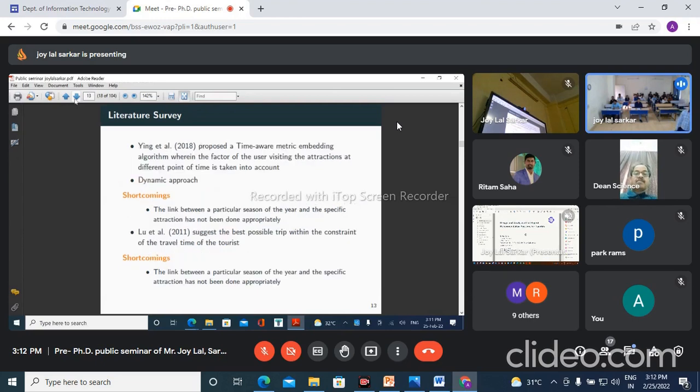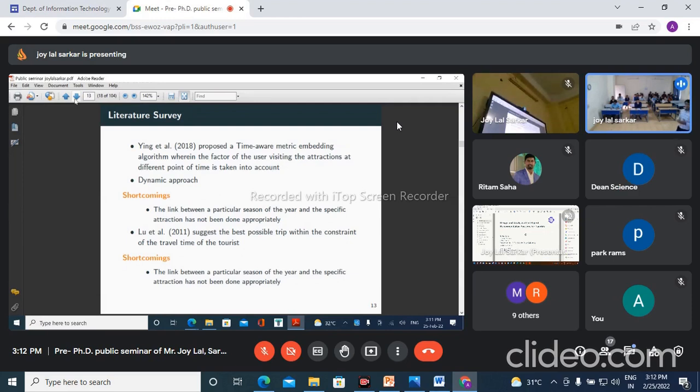So being able to propose a time-aware metric embedding algorithm, wherein the factor of the user visiting an attraction at different points of time is taken into consideration. This is a different, dynamic approach because various points of view are considered with respect to a specific timeline. The shortcoming is that the link between a particular season of the year and a specific attraction has not been done appropriately.